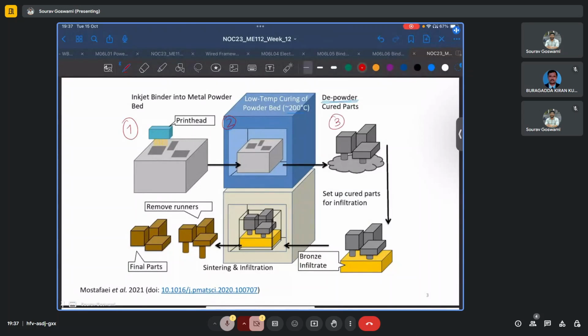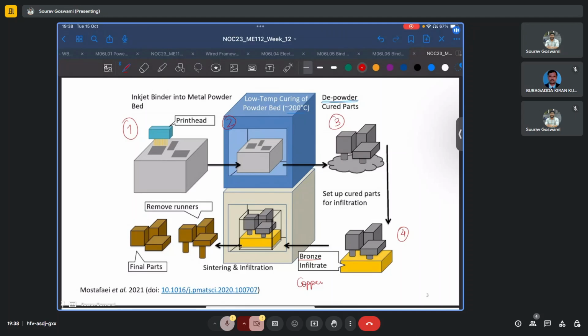and leaving voids behind. And these voids, if they continue to exist, will weaken the part. And during any structural application, these can be the regions where cracks, say, initiate or tend to form. And so these voids must be filled up. And typically, this is done with an infiltrant material, say bronze, as shown here, or in some cases, copper is also used.